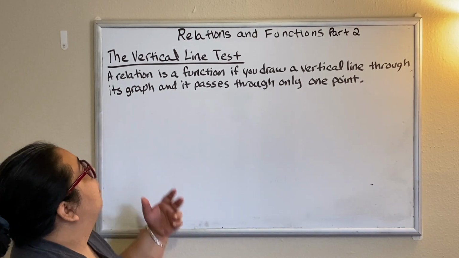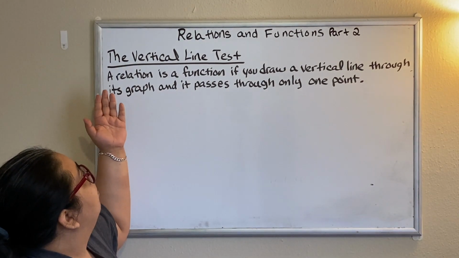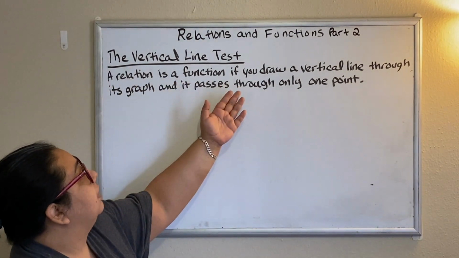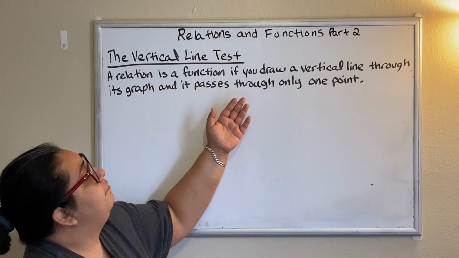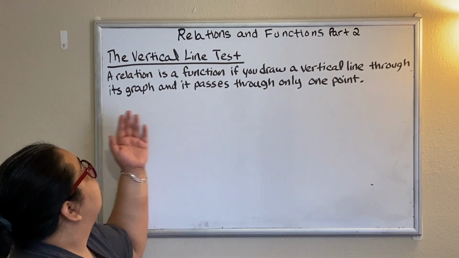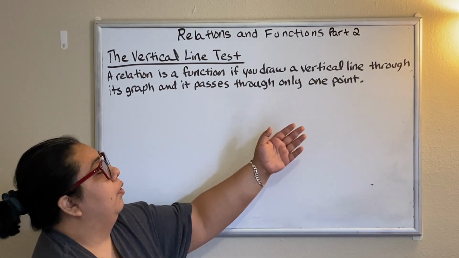So, if we want to determine if a relation is a function or not, we do something called the vertical line test. The vertical line test says that a relation is a function if you draw a vertical line through its graph and it passes through only one point.